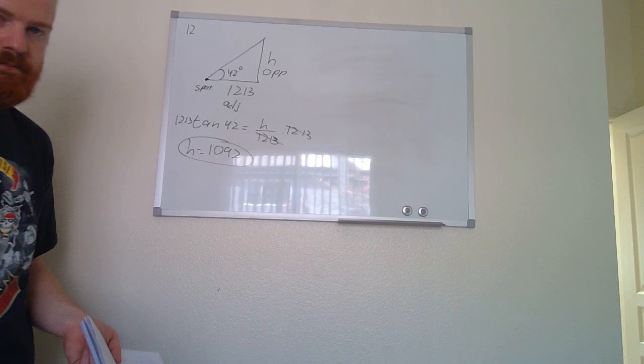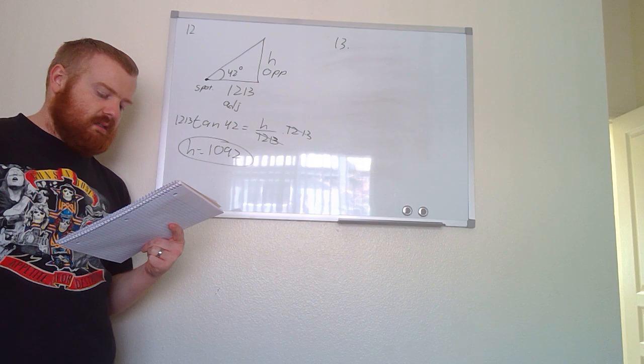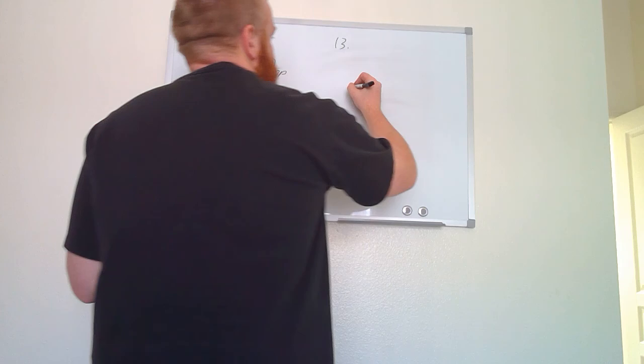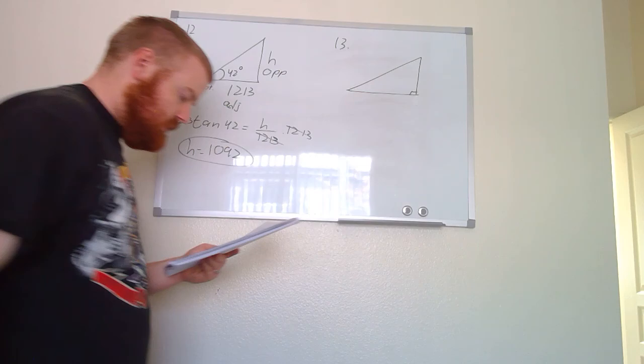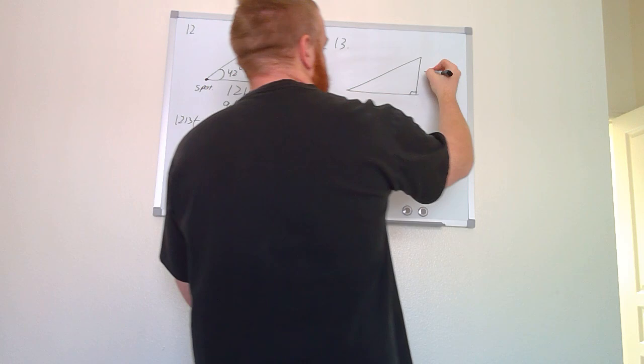For the last one, number 13, we have a chairlift at a ski resort that has a vertical rise of 2,800 feet. If the length of the ride is 8,976 feet, what is the angle of elevation? Since we're solving for an angle, we know we're going to have to use an inverse trig function. So we have our triangle. The chairlift starts at the bottom, and then it lifts us all the way up to the top. So this is going to be that cable lift that we have. The vertical rise, so up and down, is 2,800 feet.